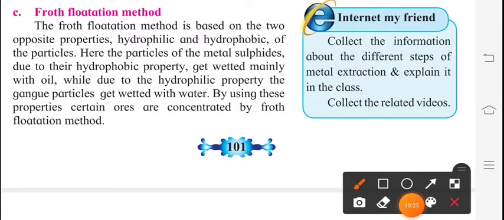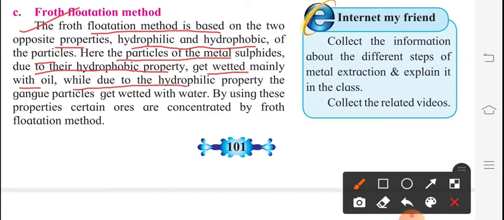Next method is the froth flotation method. The froth flotation method is based on two opposite properties of particles, hydrophilic and hydrophobic. Here the particles of the metal sulfides, due to their hydrophobic property, get wetted mainly with oil, while due to the hydrophilic property, the gangue particles get wetted with water. By using these two properties, ores are concentrated by the froth flotation method.